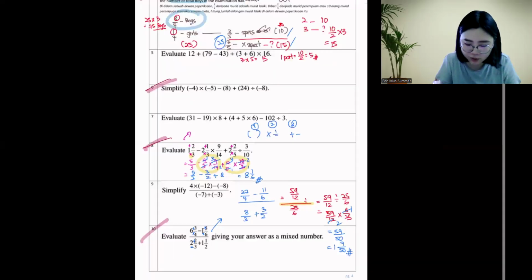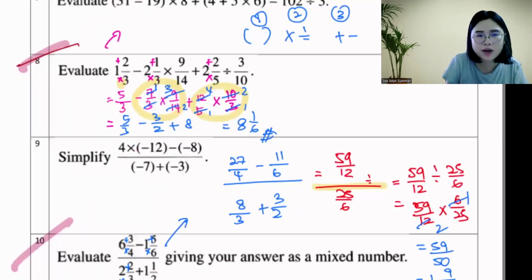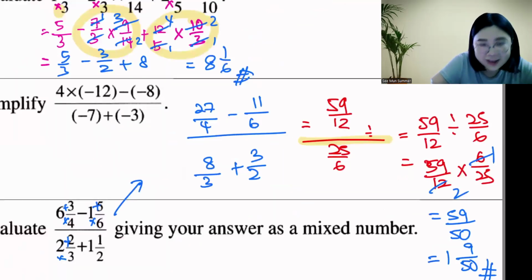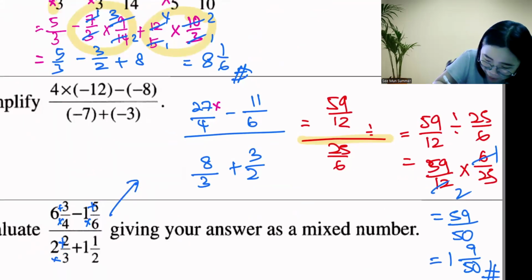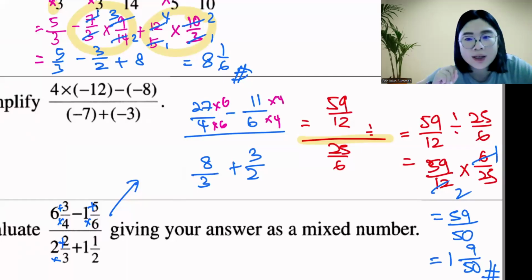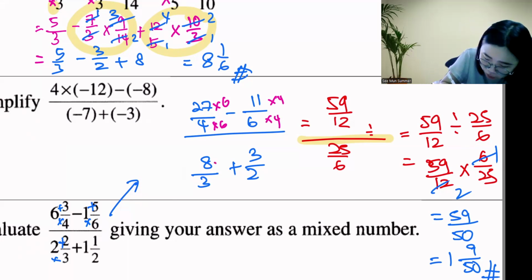Yes, you're right, you should, because I use a shortcut. I use a calculator. Yes, definitely you should. Times by 6, times by 6, times by 4, times by 4. But because I want to use the calculator I already pressed it. Here I know: times by 2, times by 2, times by 3, times by 3.